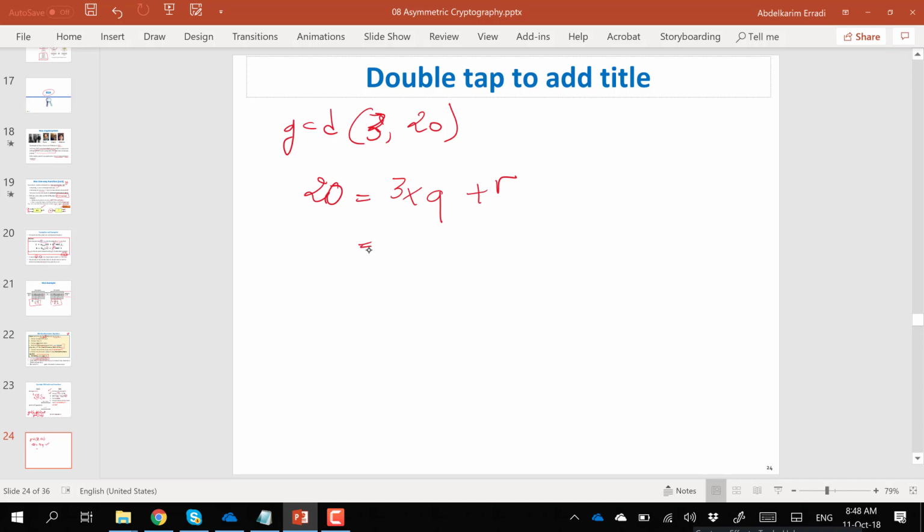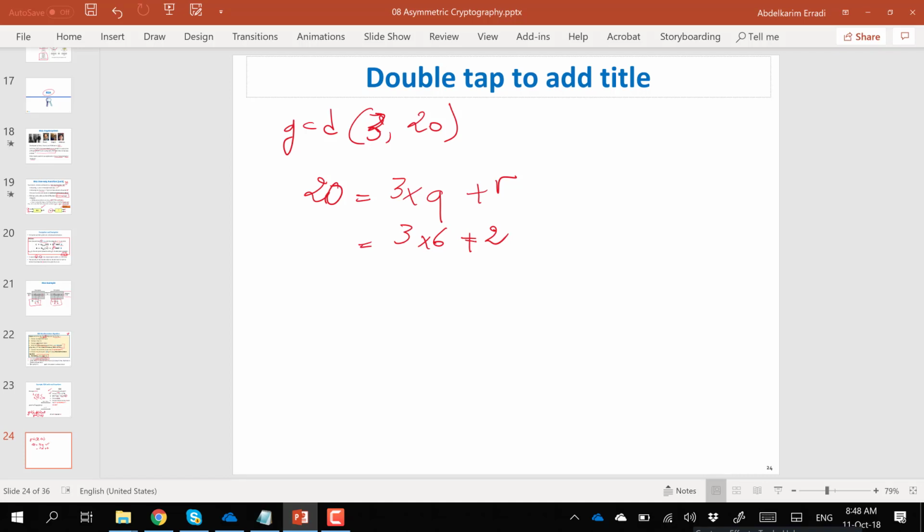Is it 6? 6. Okay, very good. So 3 times 6 will give us 18, plus 2. This is the first step. Then we do a kind of lift shift.